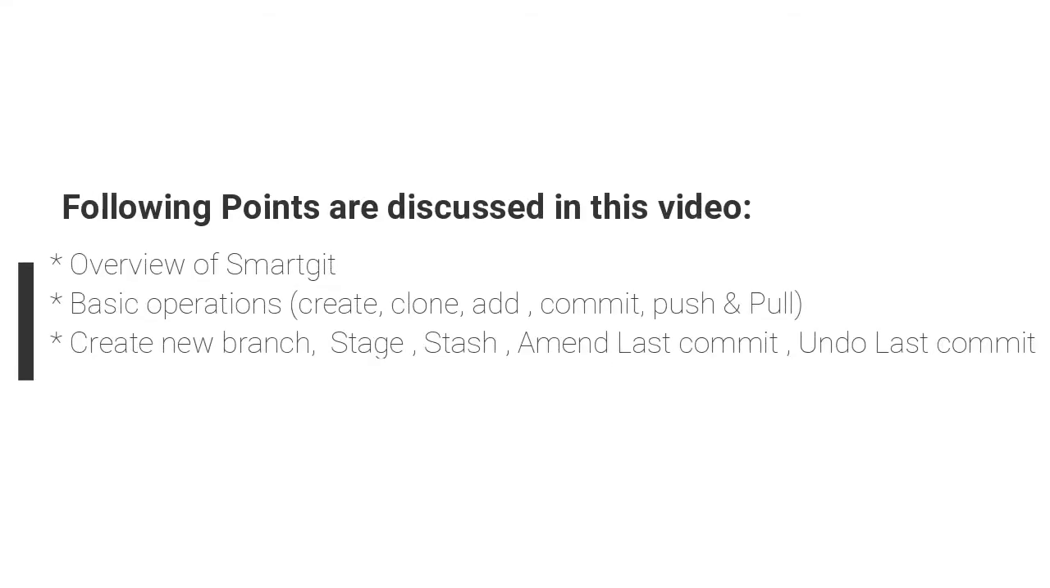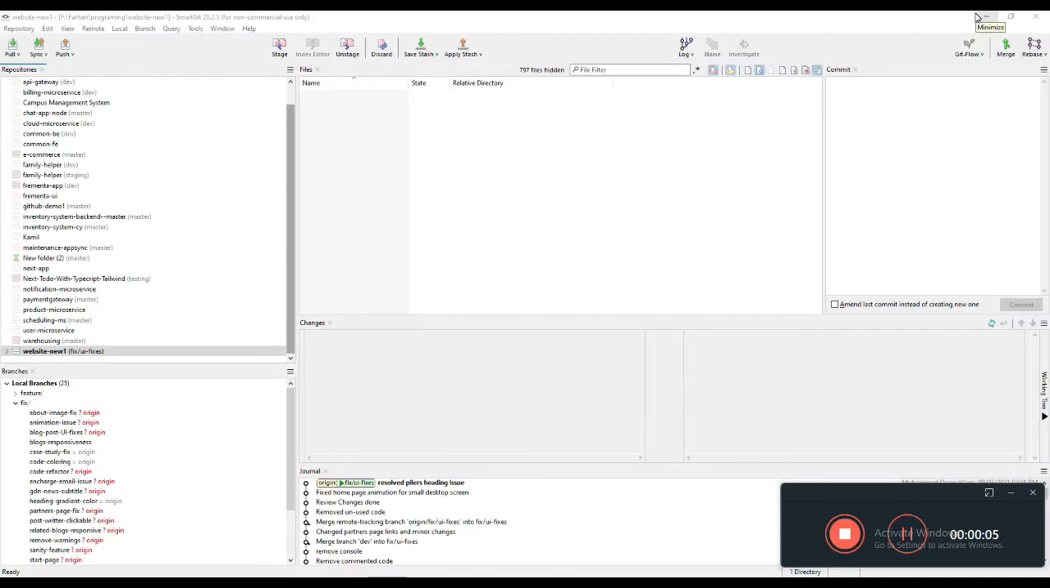Hello guys. In the last video we had discussed the GitHub version controlling system and the basic operations of GitHub using the command line. So today we are going to discuss the same basic operations of GitHub using the GUI interface of Smartgit. So let's explore the basic options which Smartgit provides.